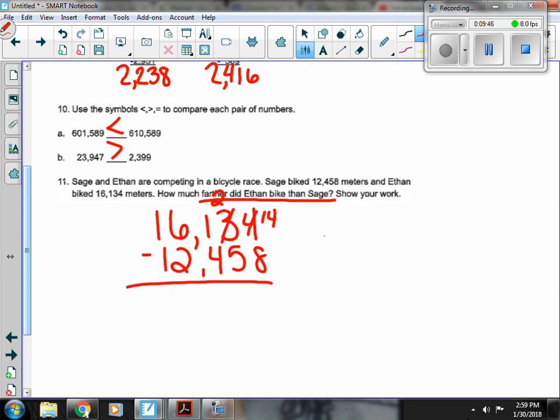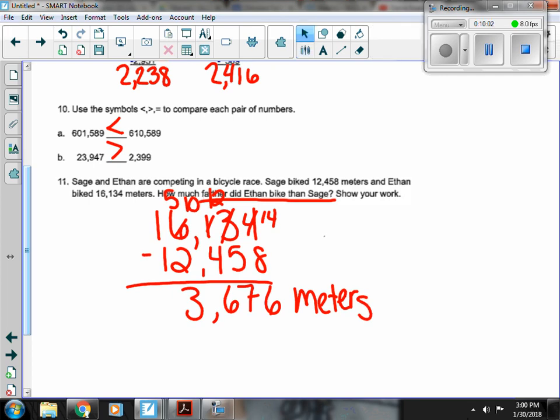14 minus 8 is 6. 12 minus 5 is 7. 10 minus 4 is 6. 5 minus 2 is 3. So 3,676 meters. That is the review for Unit 4.